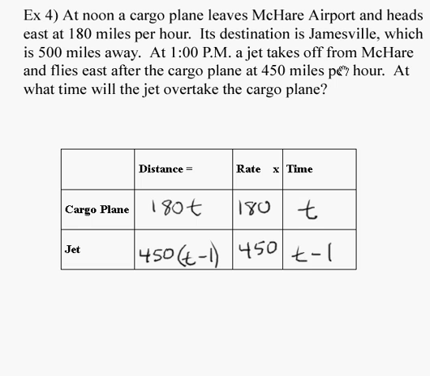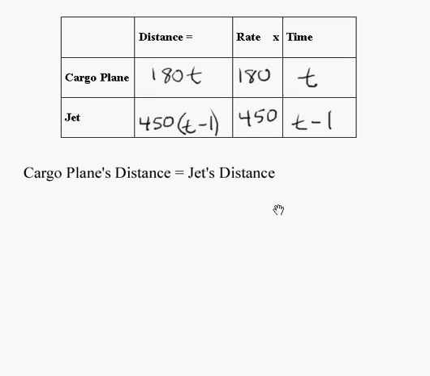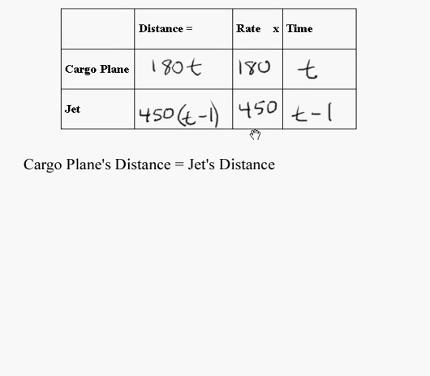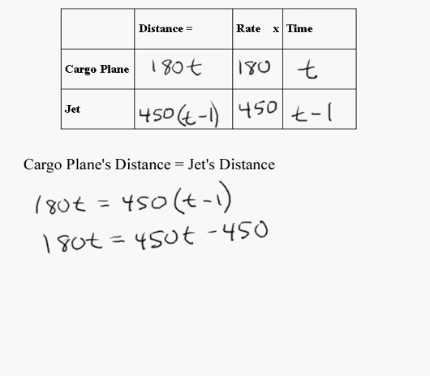Well, they're both leaving from the same place, McCare Airport. They're both catching up to each other in space, although not the exact same spot, otherwise they would collide. But what we do know then is that the distance the cargo plane is traveling is the same as the distance the jet plane is traveling. So in that case, we can look at the chart, set up our equation. Distance for cargo plane, 180t, is equal to distance for jet, 450 distributed to t minus 1.